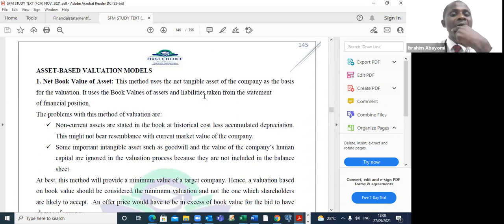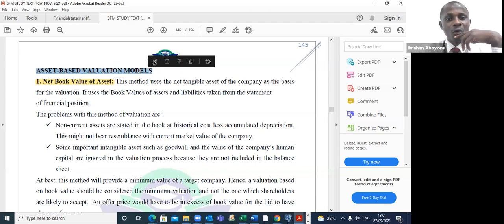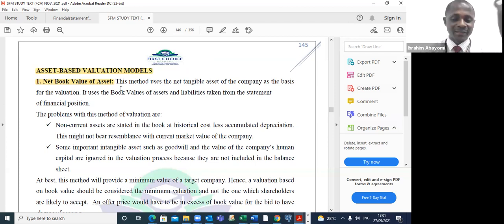Now, how do we value a business? What are the various models available for business valuation? The first model you can use to value a business is the asset-based models, or asset-based approach, or asset-based valuation models, whichever one you call it.